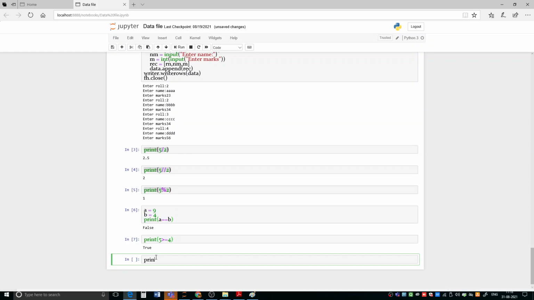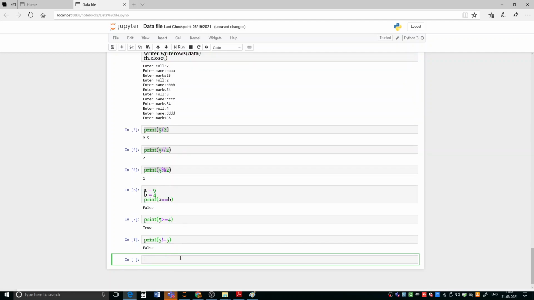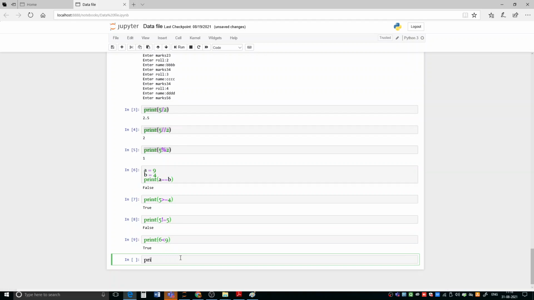If you are writing print 5 is not equal to 5, what will we get this time? False. If you are writing print 6 is less than 9, what will we be getting? True, yes. If you are writing print 6 is less than or equal to 3, what will we be getting this time?